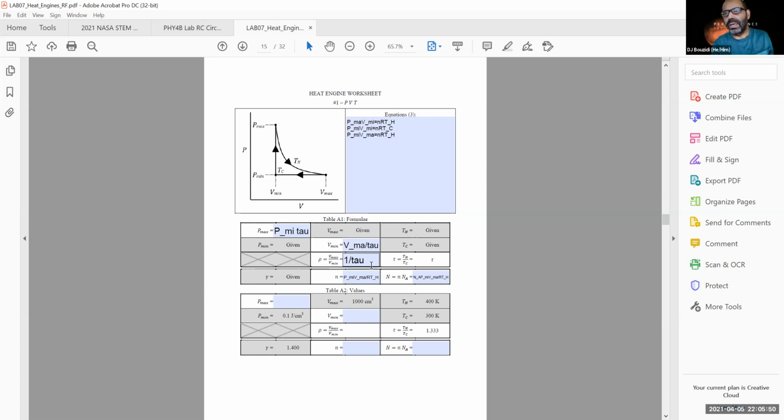Did I make a mistake in here? I think I did. Vmax over Vmin. That cannot be correct. Vmax is nRTH. Yeah, okay, it's 1 over, so it's tau actually, I'm sorry. So this is wrong, okay? So this ratio actually is going to be tau. It's 1.333, okay? Because you have to be careful in here because you have Vmax over Vmin is equal to TH over TC, which is tau, okay? And that is the same thing as the ratio rho, okay?